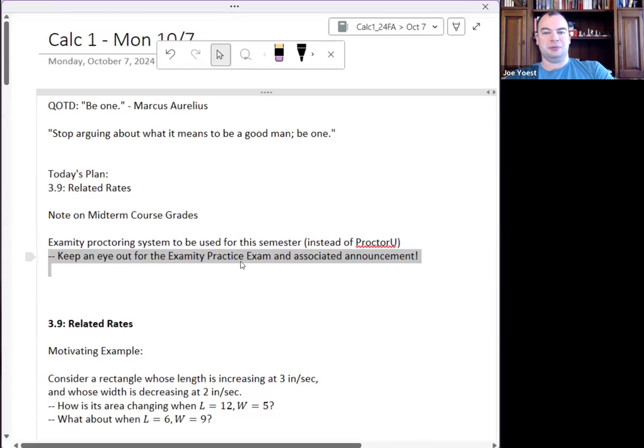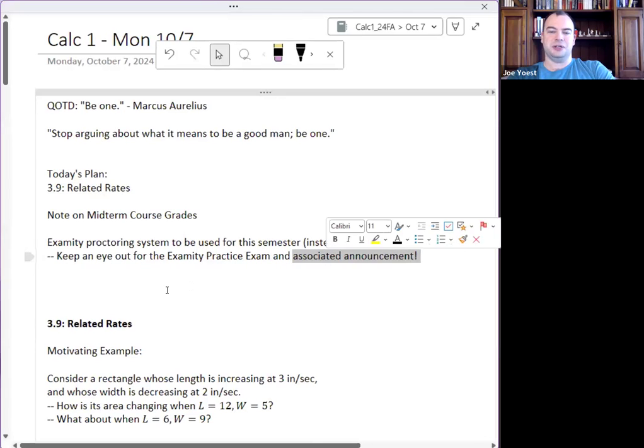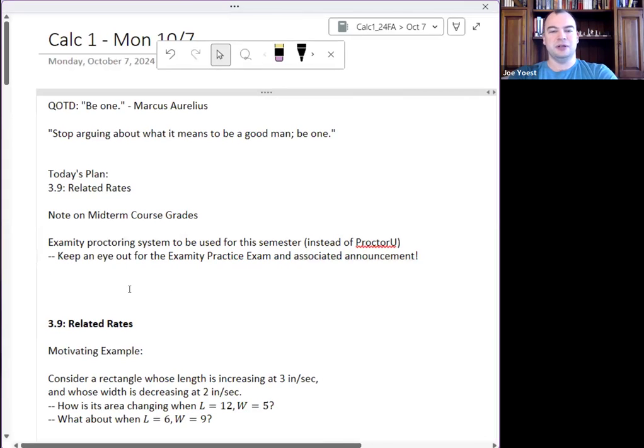To that end, I'll post an Examity practice exam. I'm probably going to try to get that posted today, but by tomorrow at the latest. I'll also send out an announcement with this information in it on Blackboard and copied to your emails. The only purpose of this Examity practice exam is for you to practice the process of logging onto Examity.